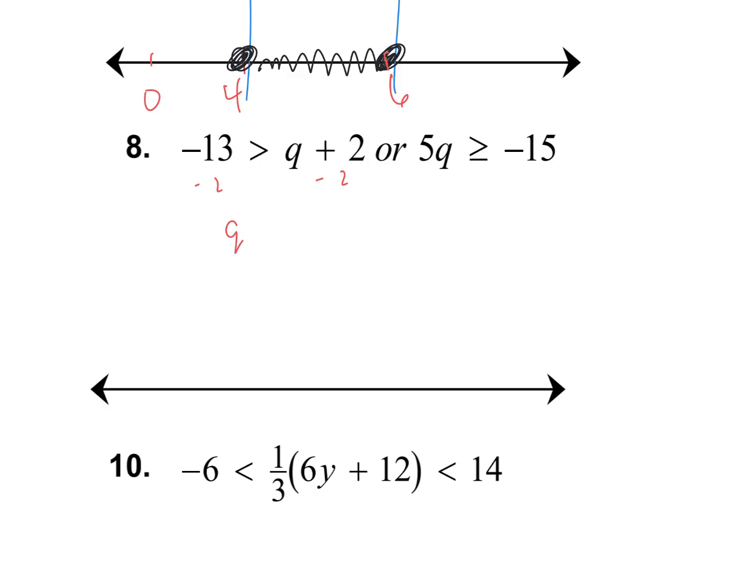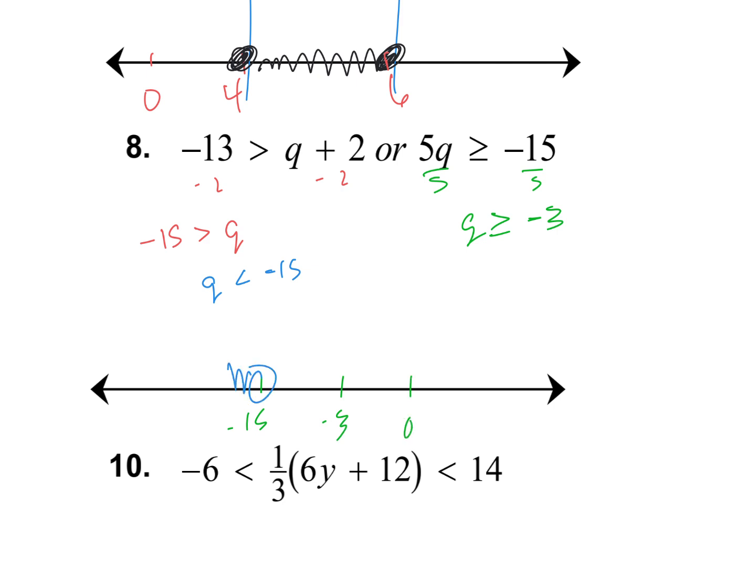I get Q is, okay, well, hang on. So they have it written like this. I don't really like writing it like that. I prefer to put my variable on the left. It's just a preference thing. You do you. I'm going to divide over here by 5, and I get Q is greater than or equal to -3. So there's -15, there's -3, there's 0.